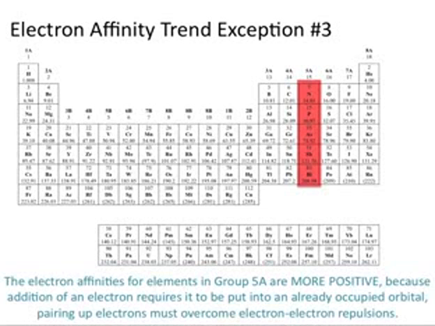And the pairing of electrons requires electron-electron repulsions to be overcome. And this makes the electron affinity values for the elements in group 5A more positive than the electron affinity values for the elements in group 4A, and this is an exception to the general trend.